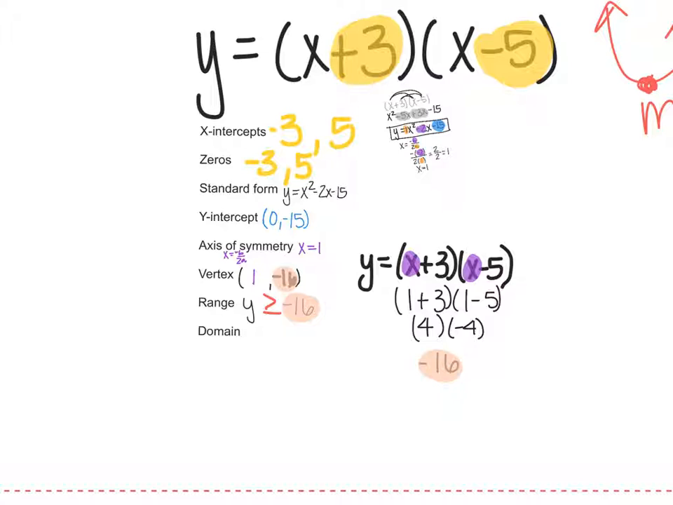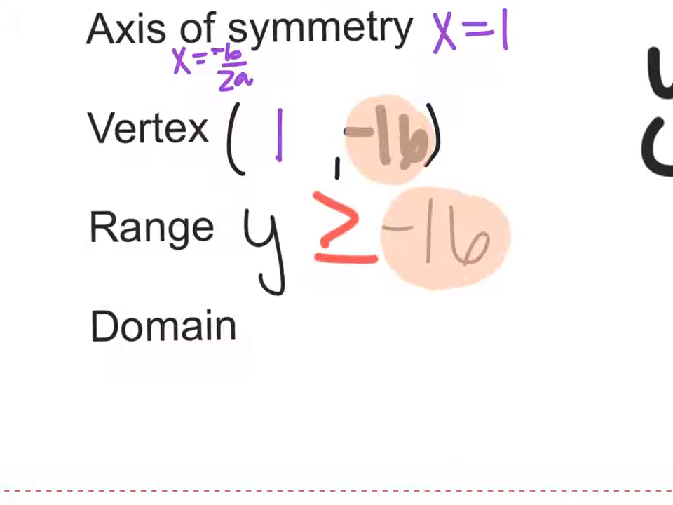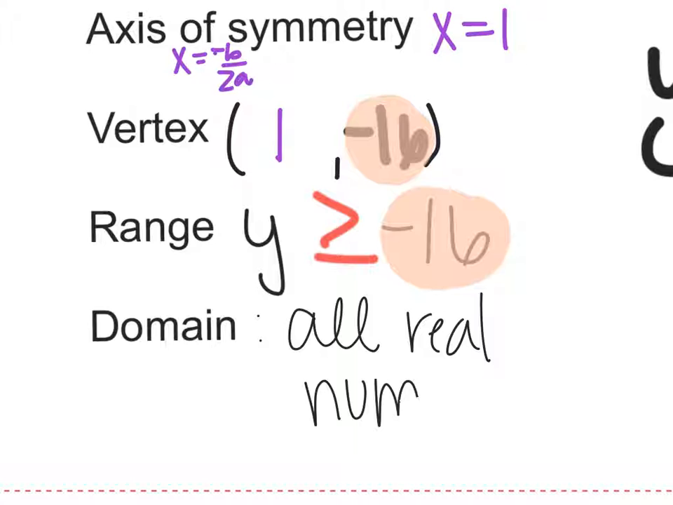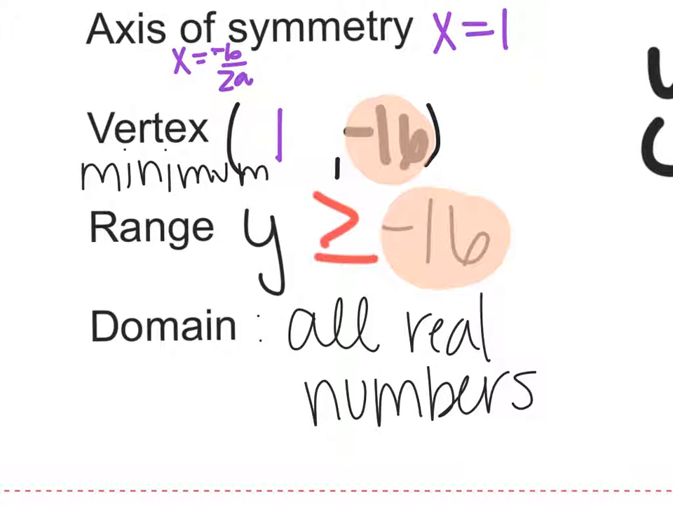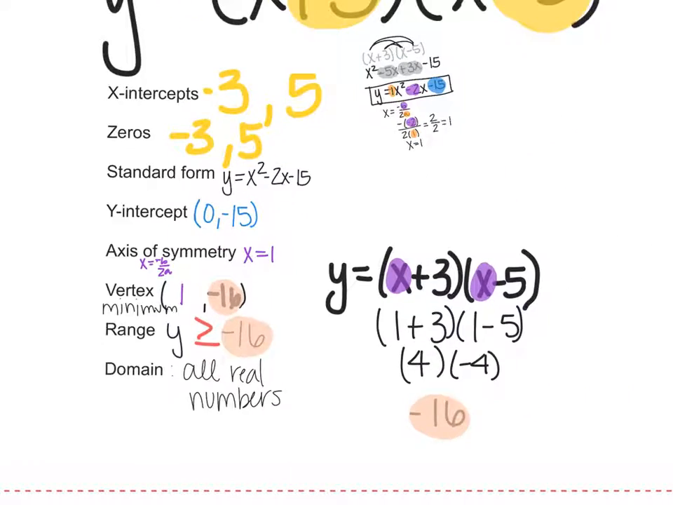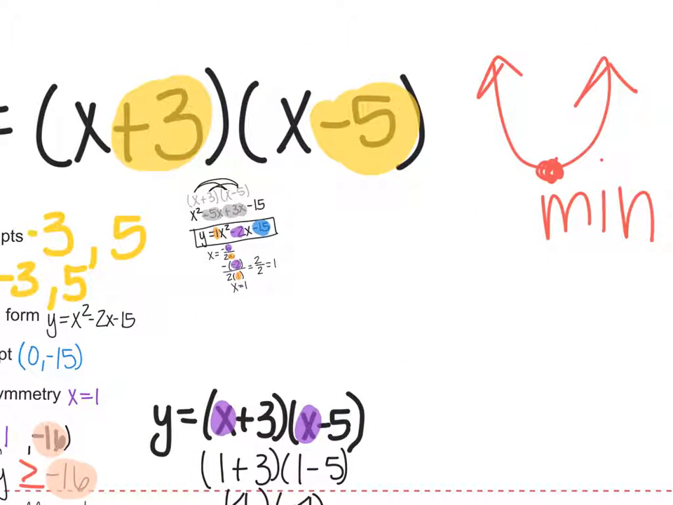And the very last thing is that my domain, which is always, for all of our functions that we're dealing with, all real numbers. And that just means that my graph continues to grow. It never stops growing. Also, don't forget, because it asks for this on your homework, your vertex, in this case, was our minimum value. It was our minimum, and the reason it was our minimum was because it was at the bottom of our graph. It was down here.